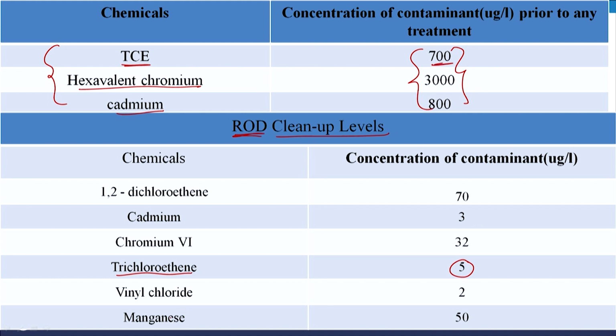For hexavalent chromium they want to bring it down to 32 from 3000, so almost a decrease by 100 times, right. And then cadmium they want to bring it down from 800 to 3, again more than 100, or about 500 times decrease, is required. As you can see, the levels that they need to be cleaned up to are remarkably less compared to the current levels of contamination before bioremediation, right.